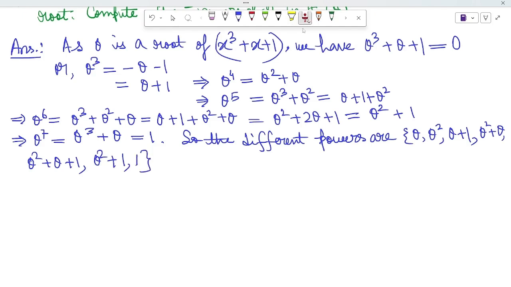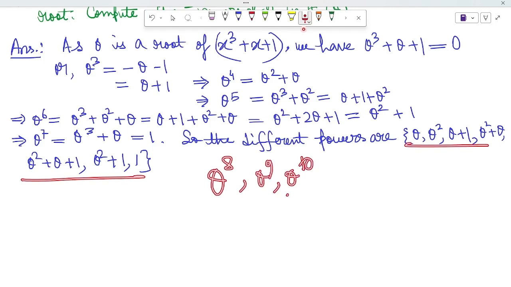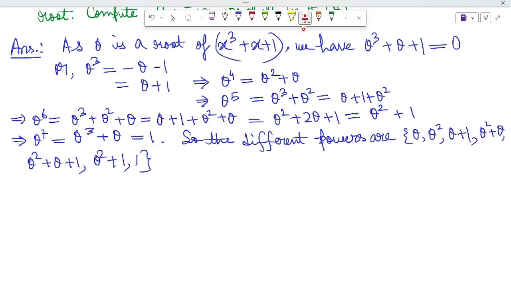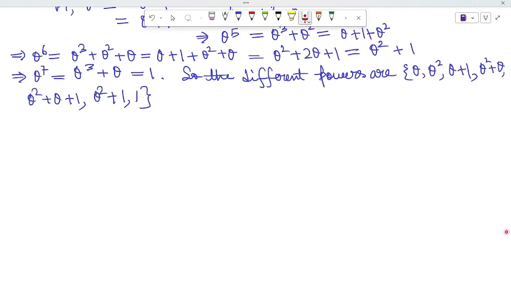So they are the different powers. I don't need to calculate theta power 8, theta power 9, theta power 10, because that will be inside this set. Understand? Okay.